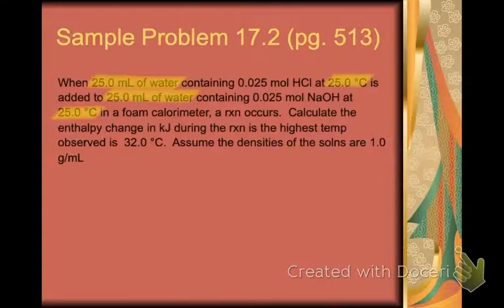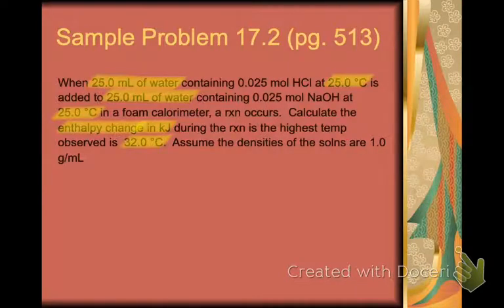Also at 25 degrees C, we're going to put this in a foam calorimeter or coffee cup calorimeter, and the reaction is going to proceed. Now remember, in this coffee cup calorimeter, I have that thermometer sticking into the water to measure any temperature change. So what we need to do is calculate the enthalpy change, in kilojoules. Remember, enthalpy is delta H, not Q, during the reaction. The highest temperature that was observed is 32 degrees C. So there is part of our temperature change. We have an initial and now a final temperature.